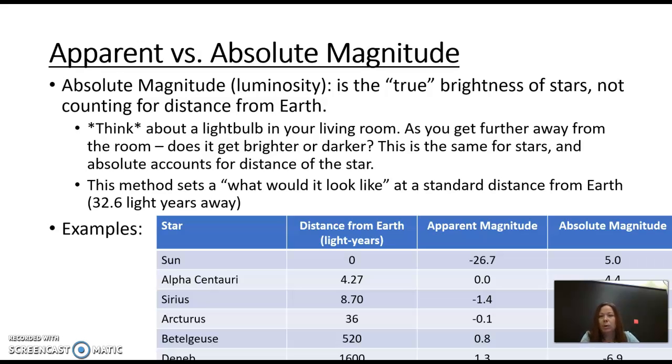Here's just some example suns or stars in our universe and how far away they are from us. It shows you their apparent magnitude versus their absolute magnitude, and we'll talk about the scales maybe a little bit later. But you can see that just because it is very bright, it can also be very close. So that's why we had to go into the negatives as well.